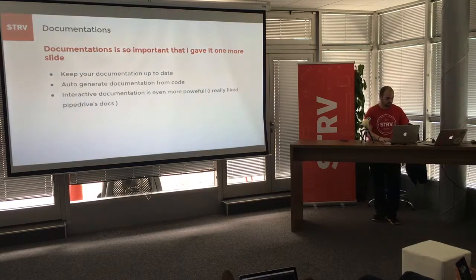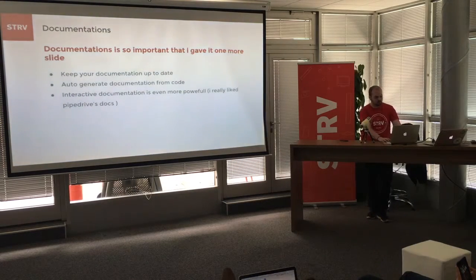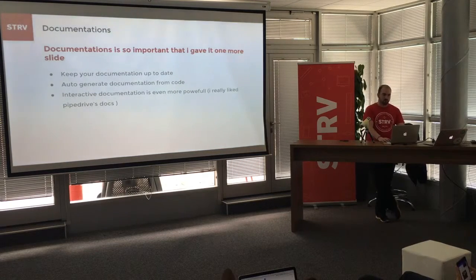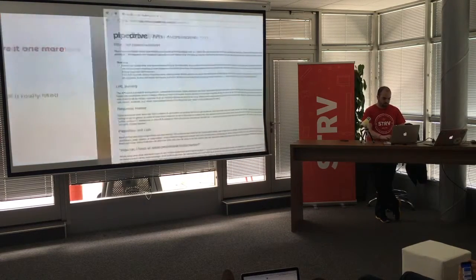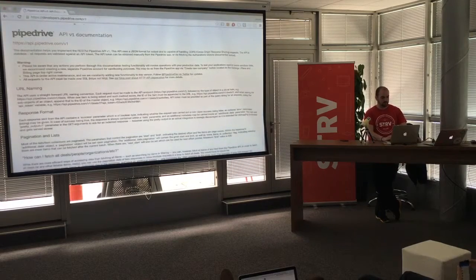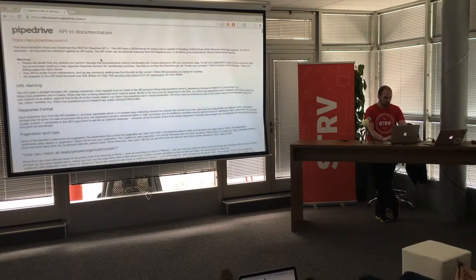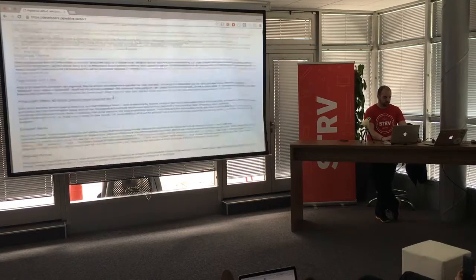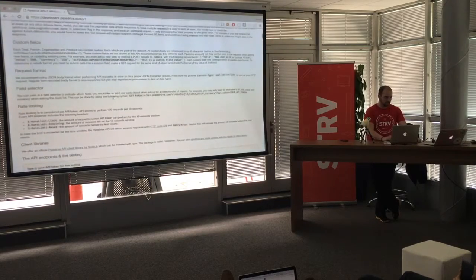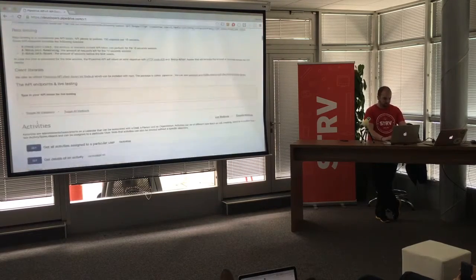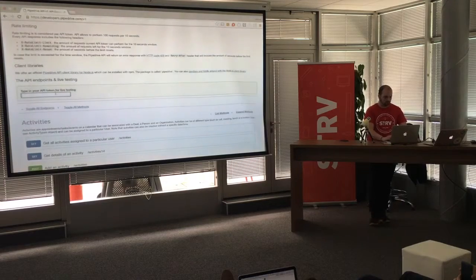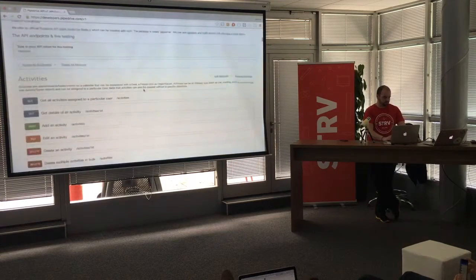showcase of an interactive documentation because I think it may be even more powerful, and I really liked one of the Pipedrive ones. By the way, Pipedrive is a CRM, so I want to just quickly show you. Here it is. It's on the web as an HTML site. Here is some boring stuff, probably important. But here you put your own API token. I don't have any, so just random.